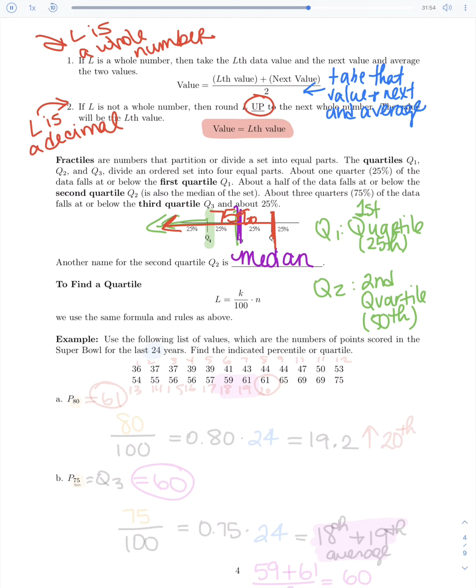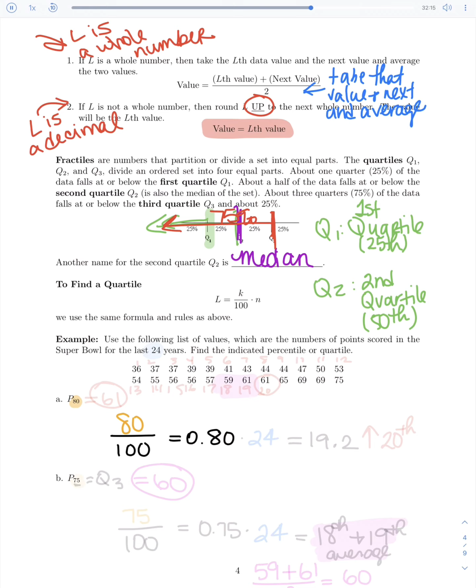So let's go ahead and try. The first thing that we do, according to the formula, is we take our percentile, which is 80 in this first example, and we divide it by 100 to turn it into a decimal. That will give us 0.80.